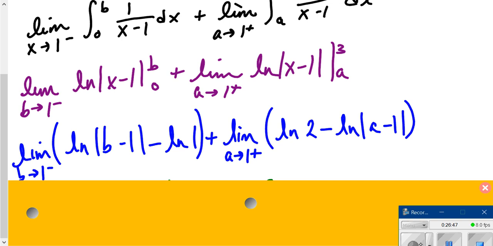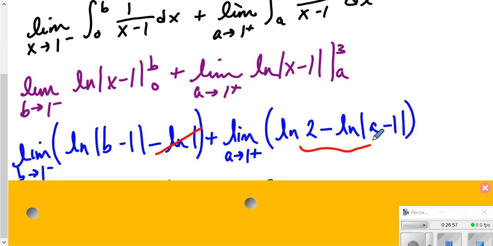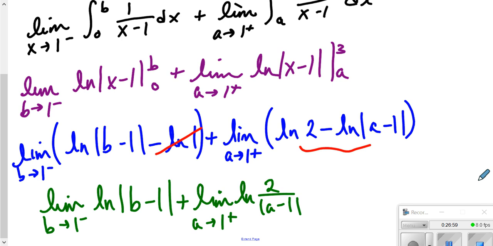So here we are, substituting in. And I know that natural log of 1 is 0. That's one of my favorite facts. And over here, I could use a log property to make that a little more compact. But the thing is, when you get to this step, you basically have an infinity minus infinity situation, right?